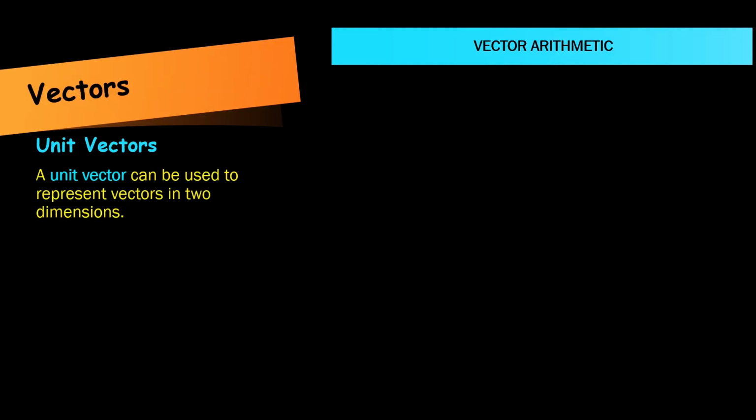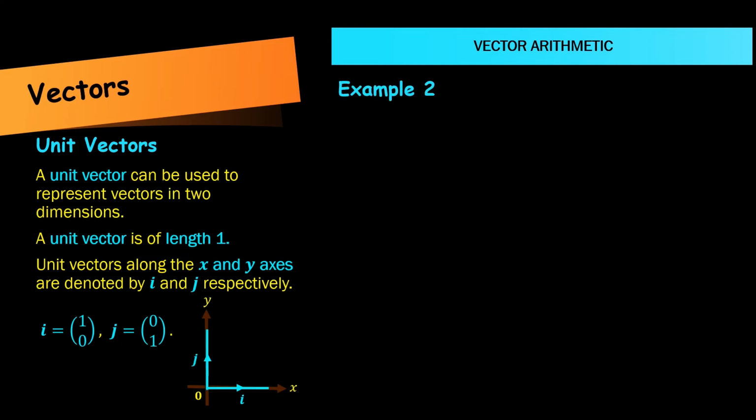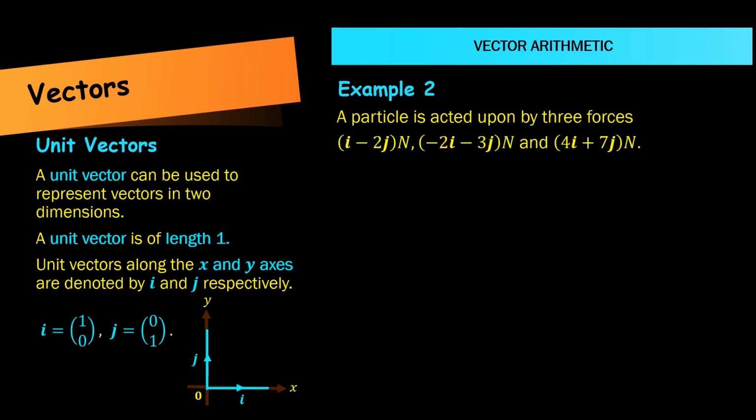A unit vector can be used to represent vectors in two dimensions. A unit vector is of length 1. Unit vectors along the x and y axes are denoted by i and j respectively. So i equals (1, 0) and j equals (0, 1). Here's i and here's j. Let's now take a look at an example.